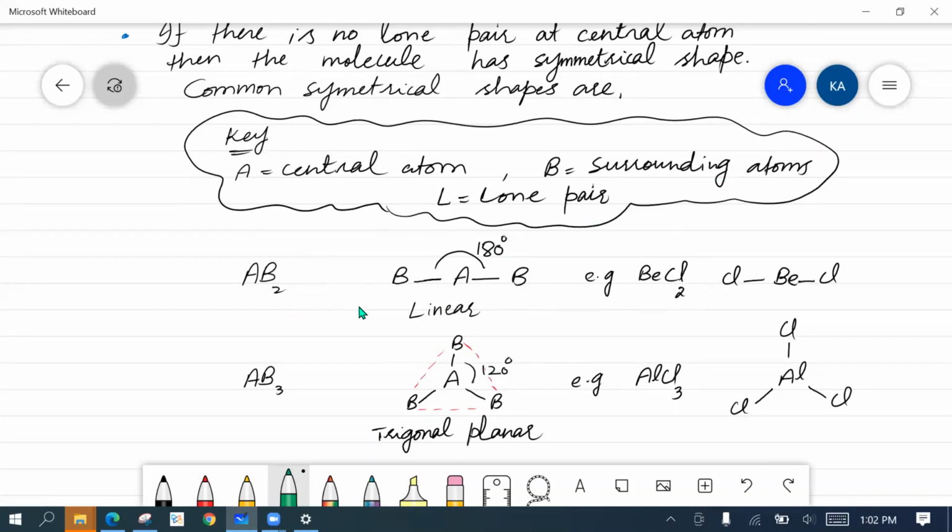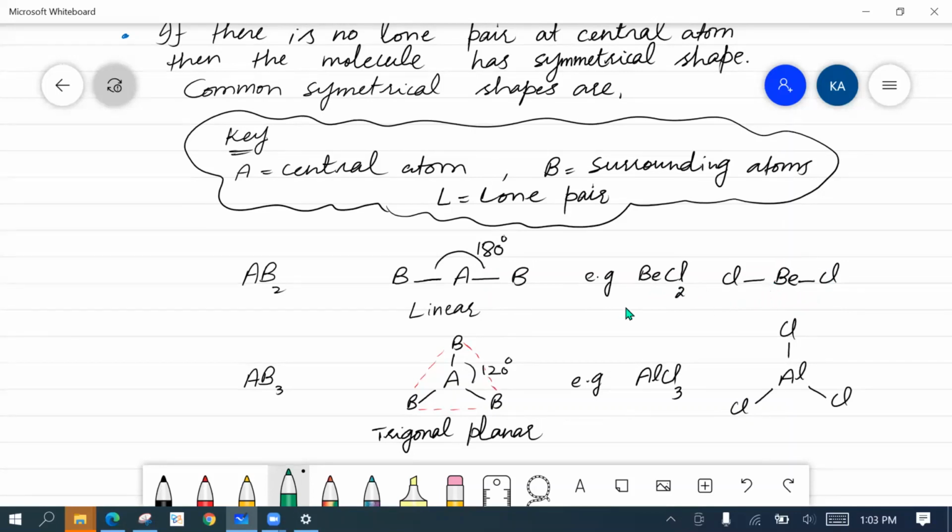AB2 means A is the central atom and two B are surrounding atoms. So there are two bond pairs around A and no lone pair. The two bond pairs repel each other and adjust at a maximum distance from each other at an angle of 180, and the shape is linear. The example is beryllium chloride, BeCl2. Be belongs to group 2, so it has two valence electrons and shares one electron with each Cl atom. So in BeCl2, the shape is linear and the angle is 180.